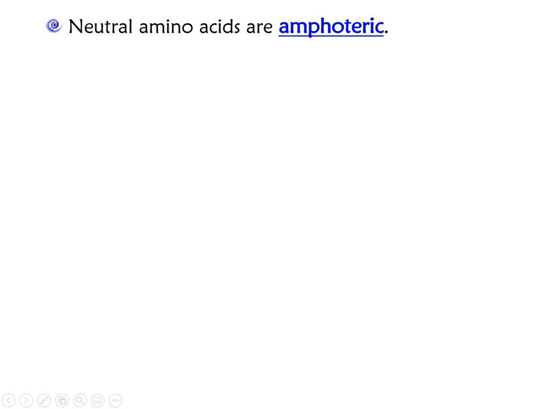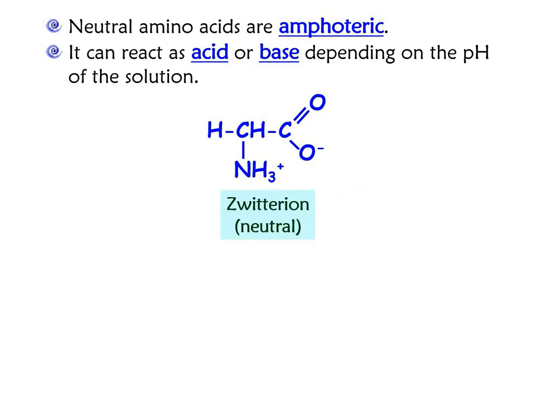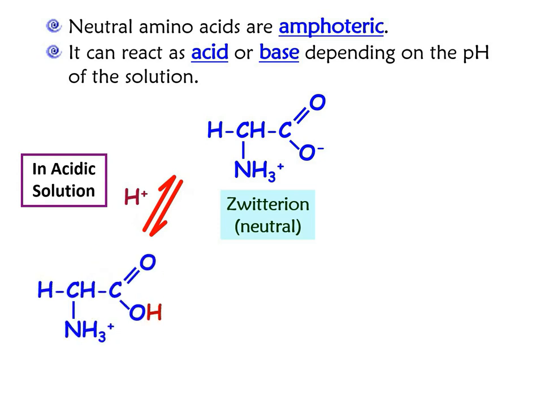Neutral amino acids are amphoteric. They can react as acid or base depending on the pH of the solution. So this structure of zwitterion is in neutral. In acidic solution it becomes a cation, which is the acid form. We have low pH.